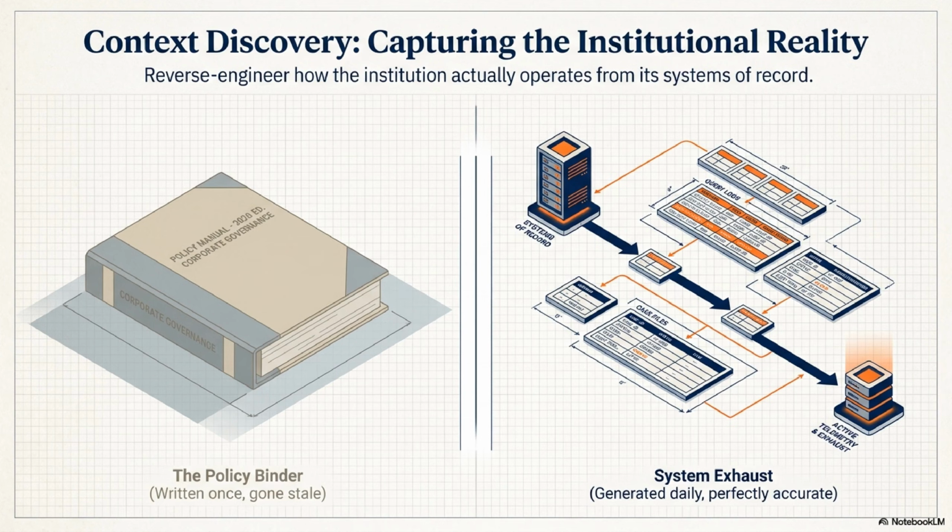Somewhere in your institution, there is a thick binder of policies and procedures. It describes how the bank operates. And somewhere else, in query logs, in case files, in exception queues, is how the bank actually operates. Those two are not the same document.